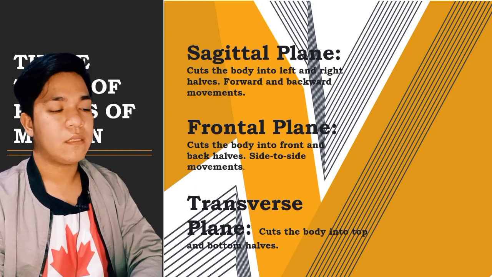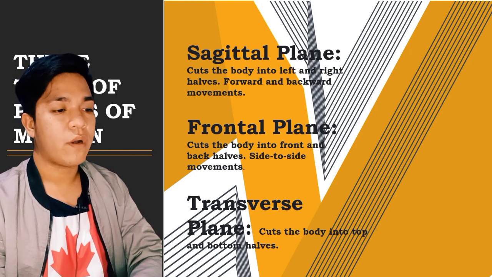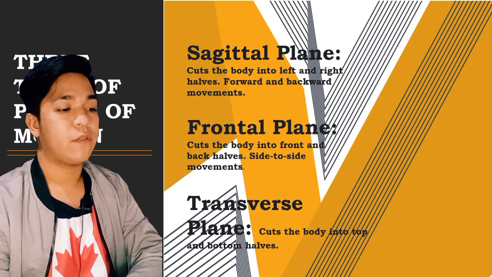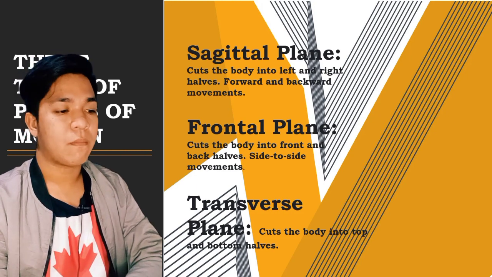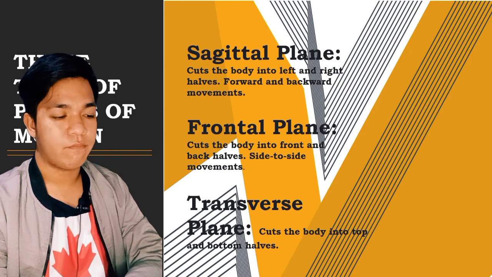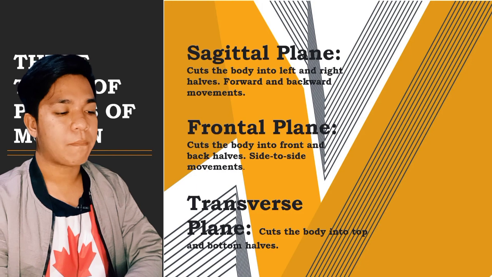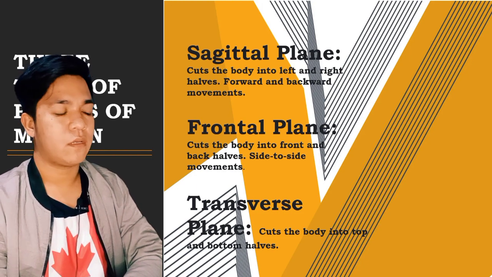The sagittal plane divides the body into left and right halves, for forward and backward movements. The frontal plane divides the body into front and back halves, for side-to-side movements. The transverse plane divides the body into top and bottom halves.